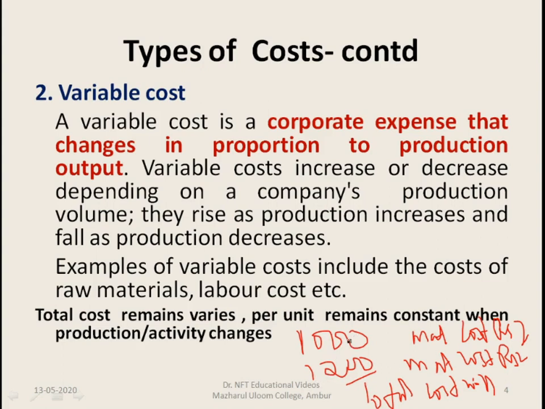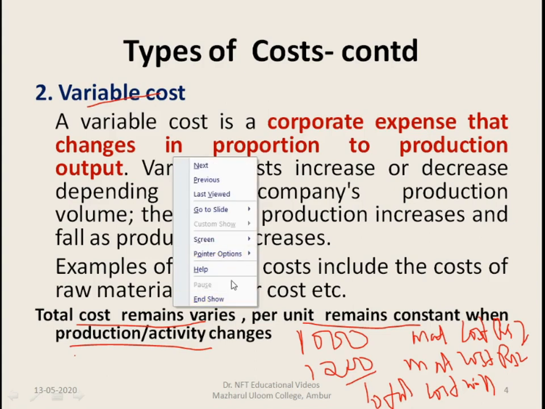Whereas in the case of 1,000 units, if you multiply 1,000 into 2, it is 2,000. In case you produce 1,200 units, 1,200 into 2 will give you 2,400. So your total cost varies in the case of variable cost. At the same time, the per unit cost remains constant based on the production or activity changes. So examples of variable cost are raw materials or labor cost, etc.